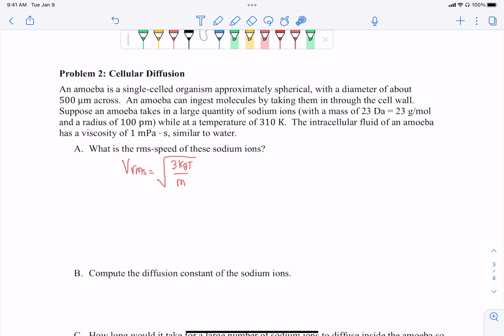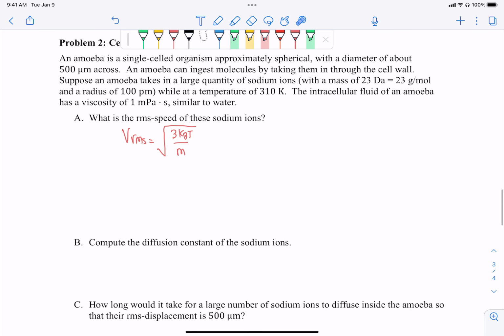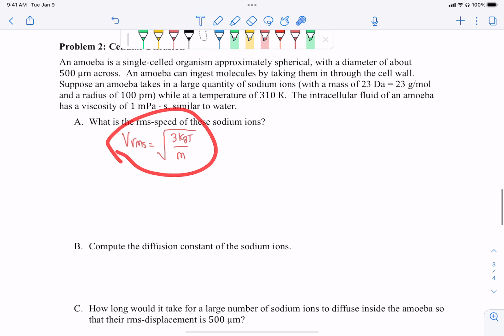So that diffusion constant equation could be used for the next part. Yeah, that's for part B. The one that you brought up is a little bit different, and as you can see, it doesn't really involve the RMS speed. This is the one that we're going to be using to figure out the RMS speed, because we know our Boltzmann's constant, we have our temperature, and we can figure out the mass pretty easily here.